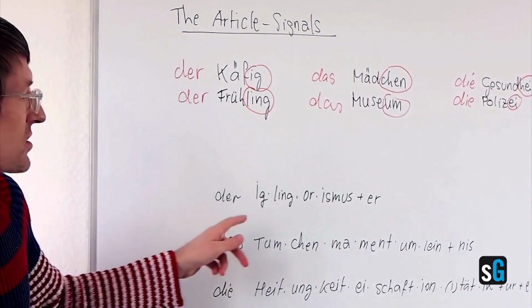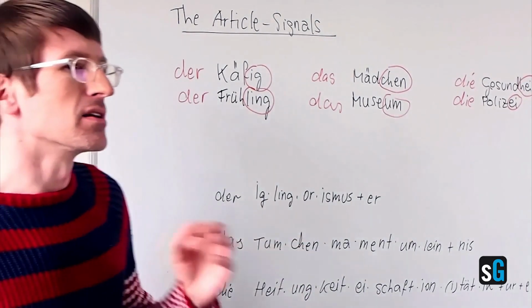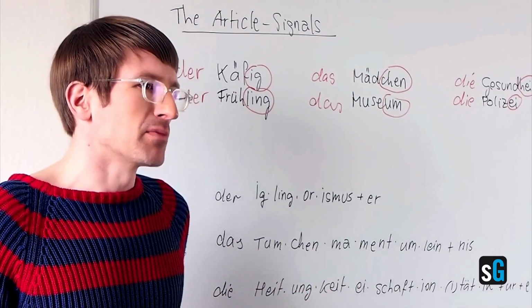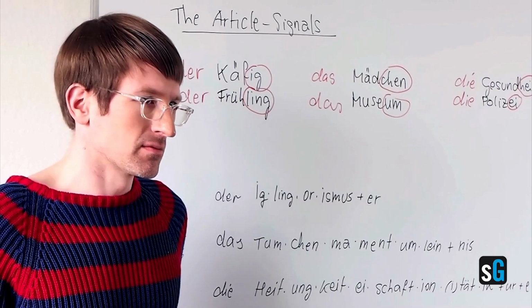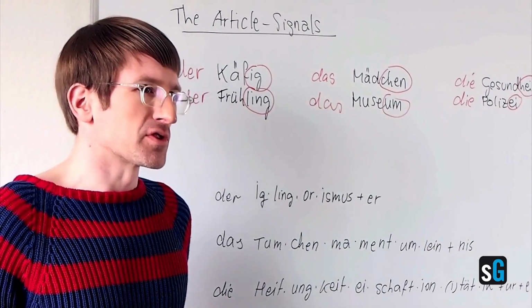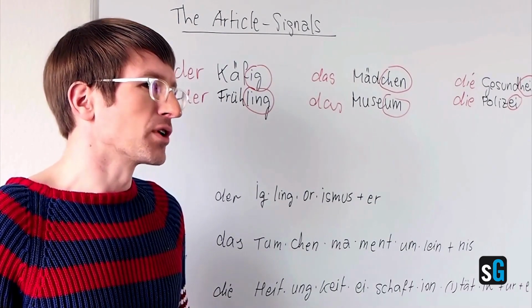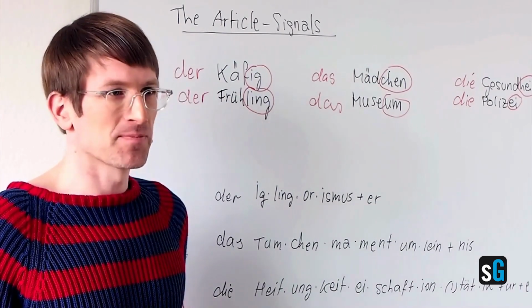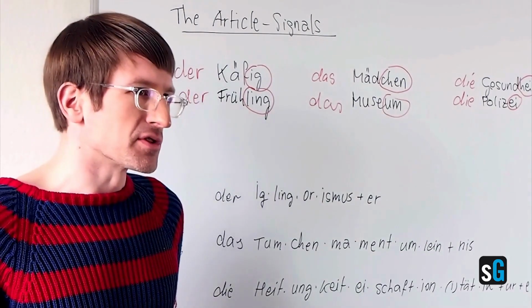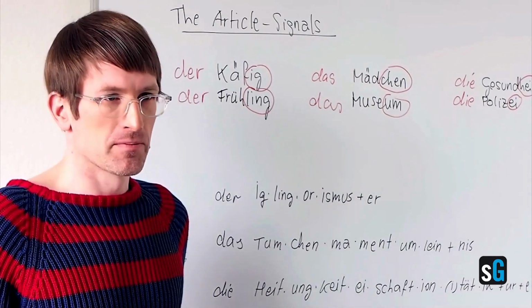Das Tümchen Momentumlein ist. One more time. Das Tümchen Momentumlein ist. Die Heiterkeit, Aisaption, Itätik, Ure. And one more time. Die Heiterkeit, Aisaption, Itätik, Ure.